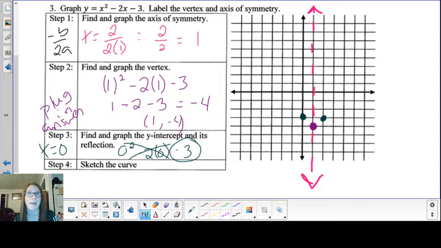And now I have 3 points and I can make a little sketch of my graph. Again, you might hate me a little bit for this one, but suck it up, buttercup.